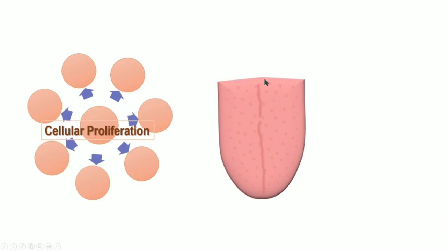The tongue, our tongue, is not smooth. The mucosa of the tongue is thrown into mucosal projections or mucosal folds, and these mucosal folds are called papillae. For example, you can see here. So the tongue is not smooth. There are mucosal projections called mucosal papillae.